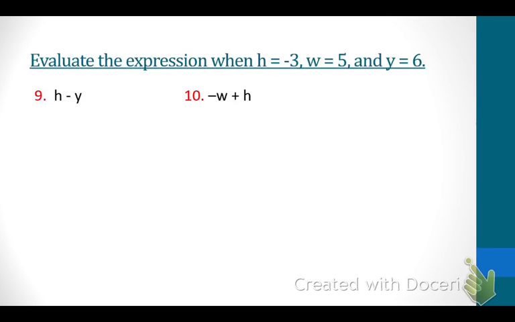Next one, evaluate the expression when h equals negative 3, w equals 5, and y equals 6. Repeat after me. Plug it in, plug it in. Plug it in, plug it in. Caleb, instead of h minus y, what should I write? Excellent. Caleb, do you have the same sign or a different sign? Okay, remember, same sign, add and keep. Add the numbers, keep the sign. Caleb, what'd you get? Negative 9 is correct. On to the next one. Anson, plug it in, plug it in. Negative w plus h.